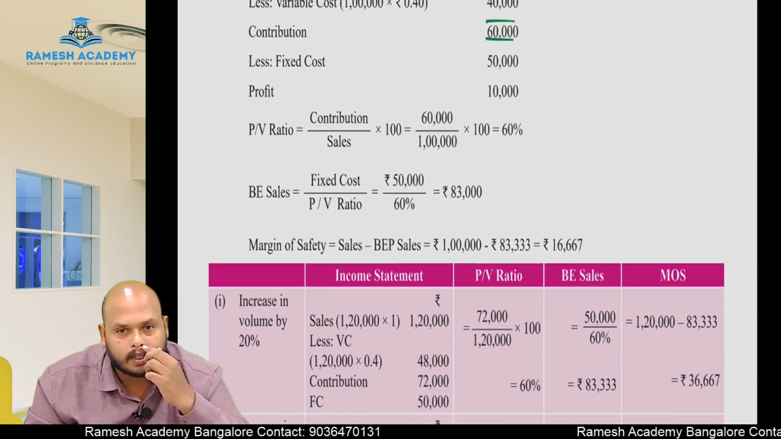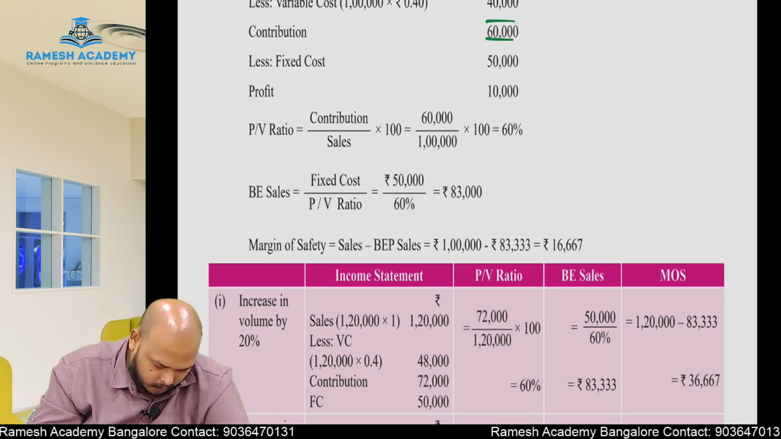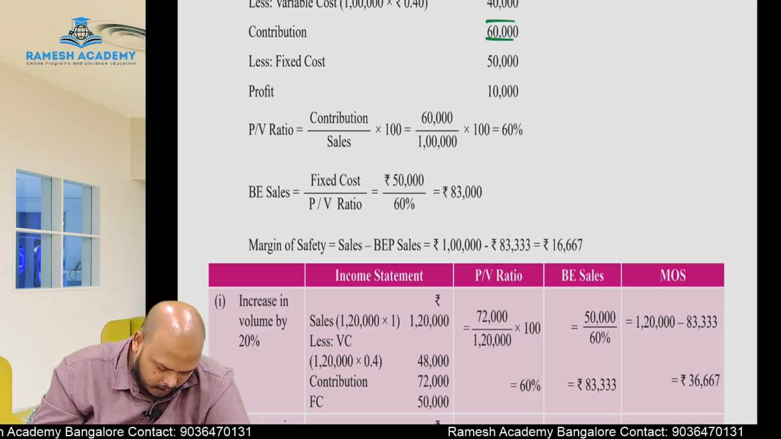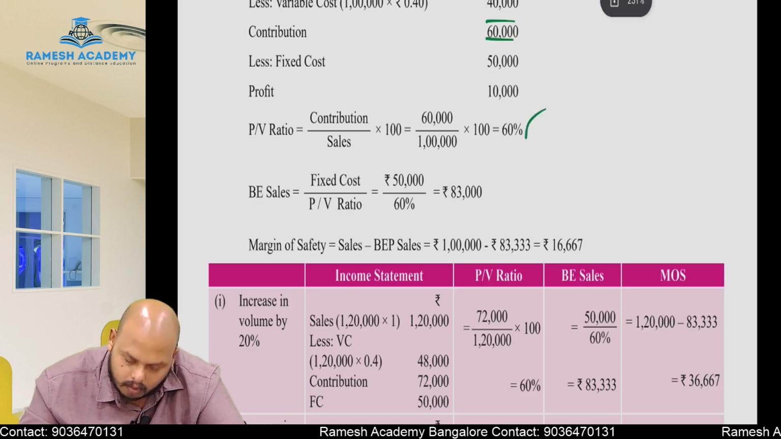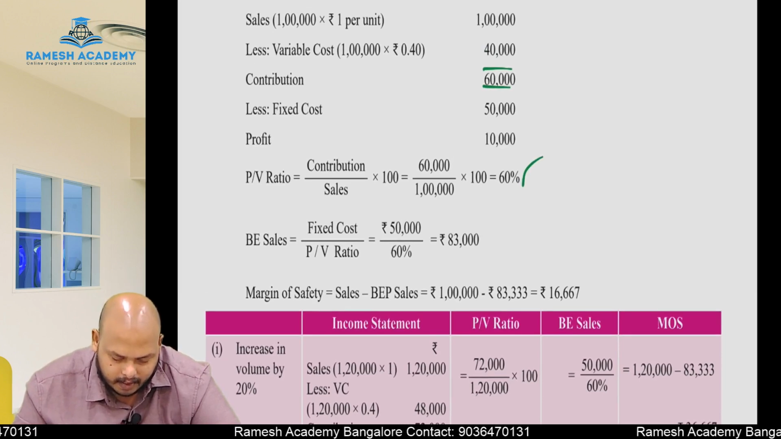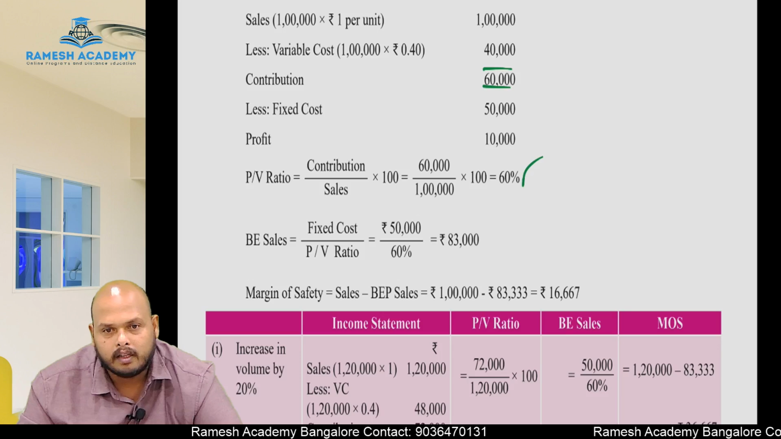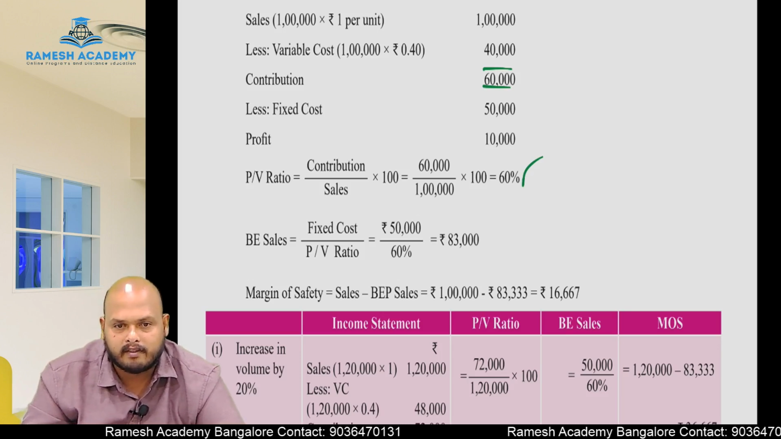So first question, PV ratio. PV ratio is equals to, what is the formula? Contribution divided by sales into 100. 60,000 divided by 1 lakh into 100, that is nothing but 60%. How much is the PV ratio? 60%. Next, break even sales. Break even sales is equals to, what is the formula? Fixed cost by PV ratio. We can use this formula, right? We know this break even sales value formula.